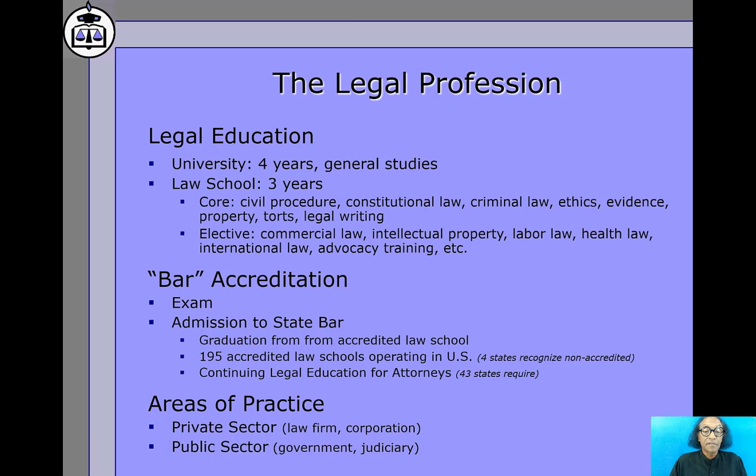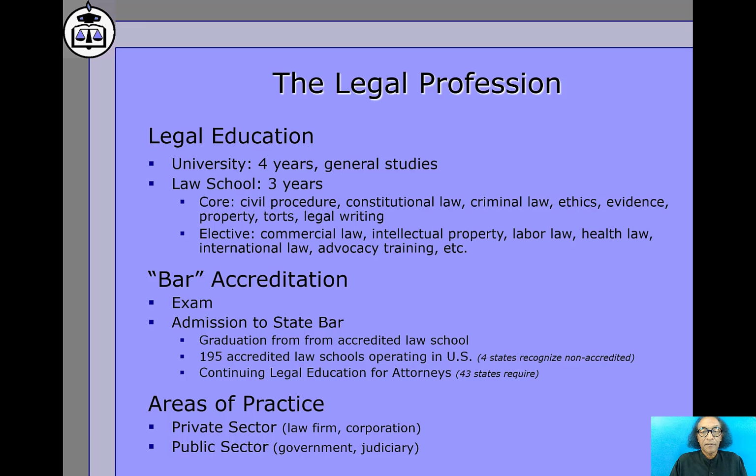And usually these courses involve civil procedure, constitutional law, criminal law, evidence, property, torts, and legal writing. It could vary from school to school, but these are kind of the core courses that every student who enrolls in law school must take. Then in the second half of your legal education, you can take electives like commercial law, intellectual property law, international law, and a whole bunch of other things.